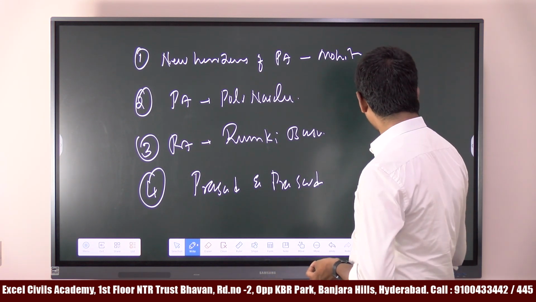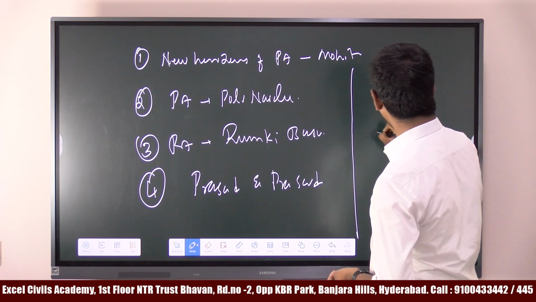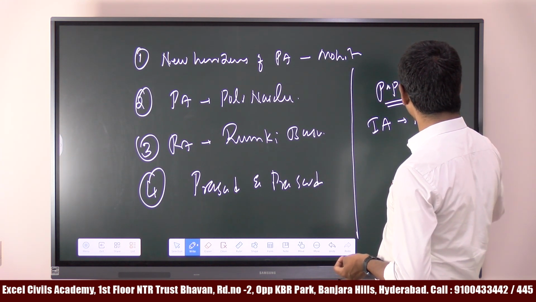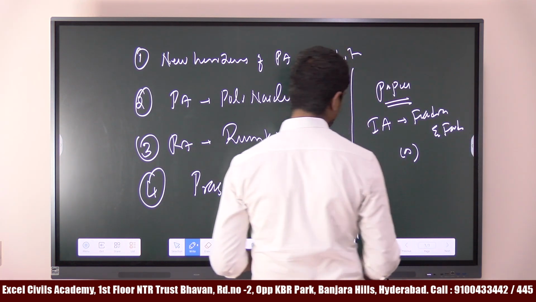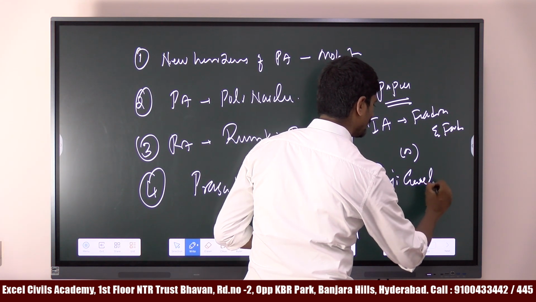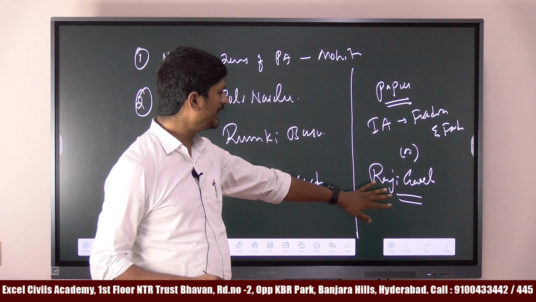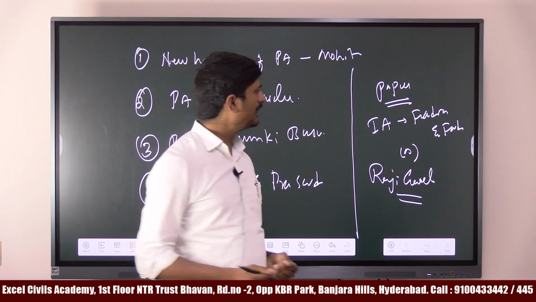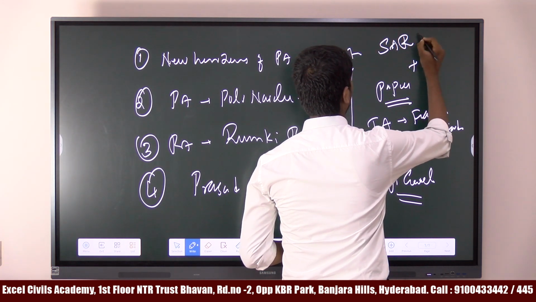Okay, coming to paper 2. For paper 2 we have Indian Administration by Fadia and Fadia. Another book you can take is Indian Administration by Rajni Goyal and Arora. So this is for paper 2, and you can also study the Second Administrative Reforms Commission reports.